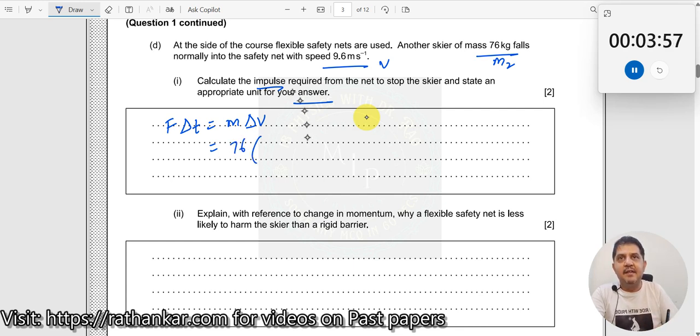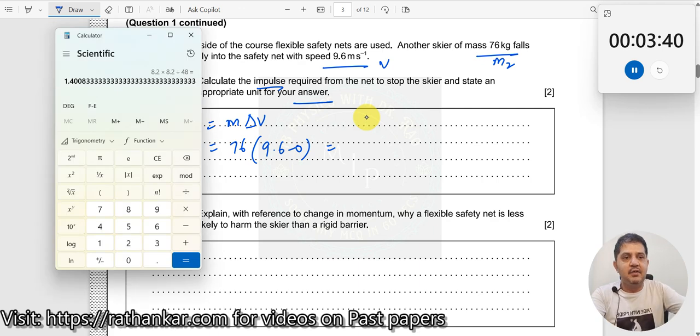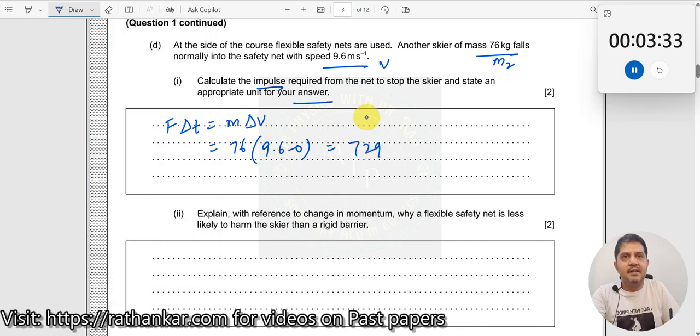Change in velocity. So what does happen over here? Another skier of mass falls into the net with a speed of so much when it comes to rest over there, right? So this should be 9.6 minus 0, right? When it comes to rest, it is 0. Then this is 9.6. I take the difference in the speeds. So now let us calculate what is this value. This value would be 76 star 9.6, which will give you 729.6. What is the unit? Newton second. Newton second. Okay, he has asked both of them, right? So we got this one.